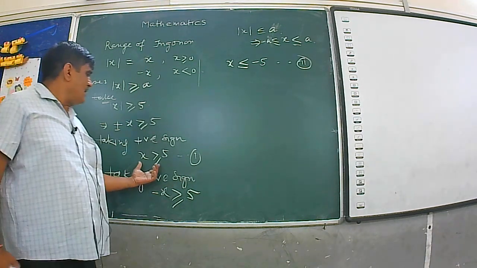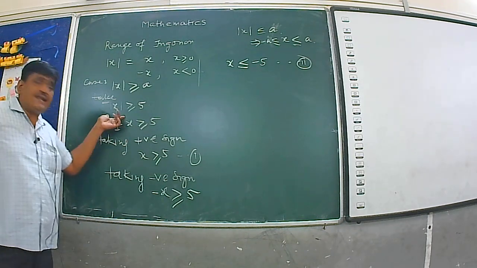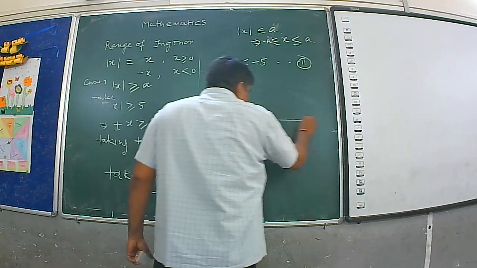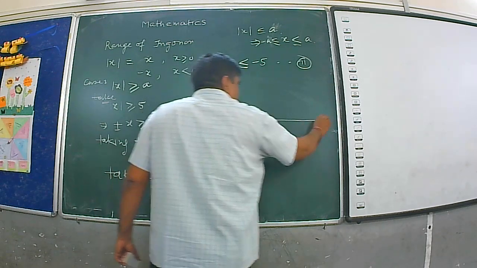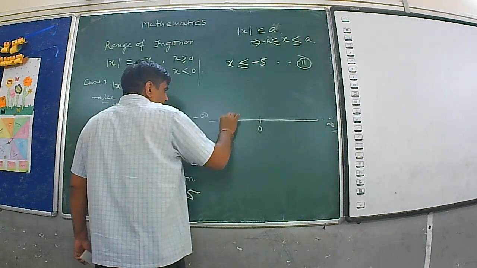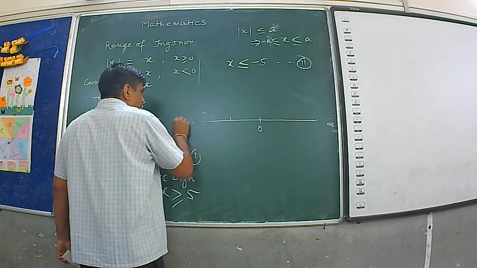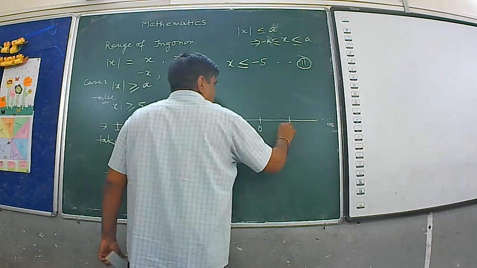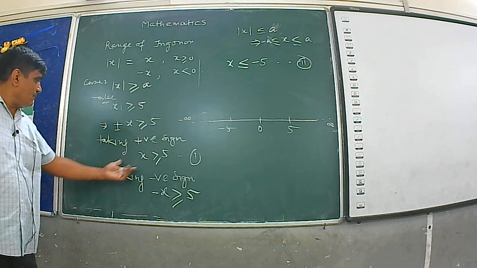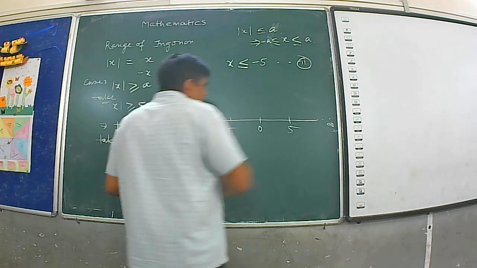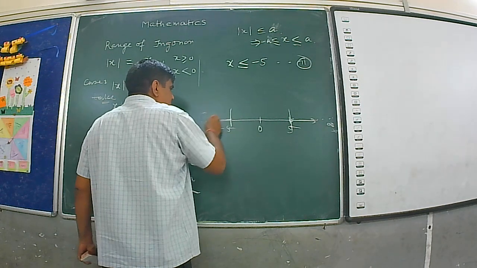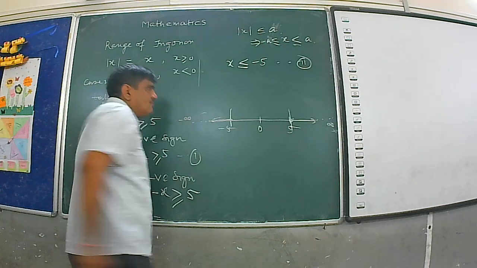Students, from 1 and 2, if mod x is greater than or equal to 5, then there are two conditions. On the number line, with 0, 5 and the left side minus infinity: from equation number 1, x is greater than or equal to 5, and x is less than or equal to minus 5.